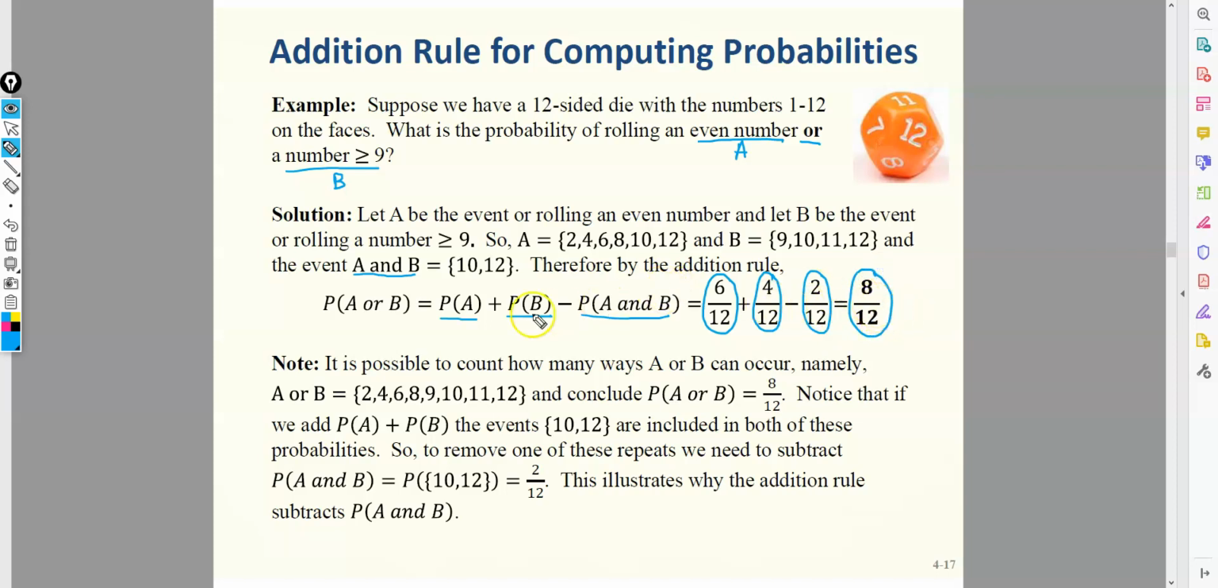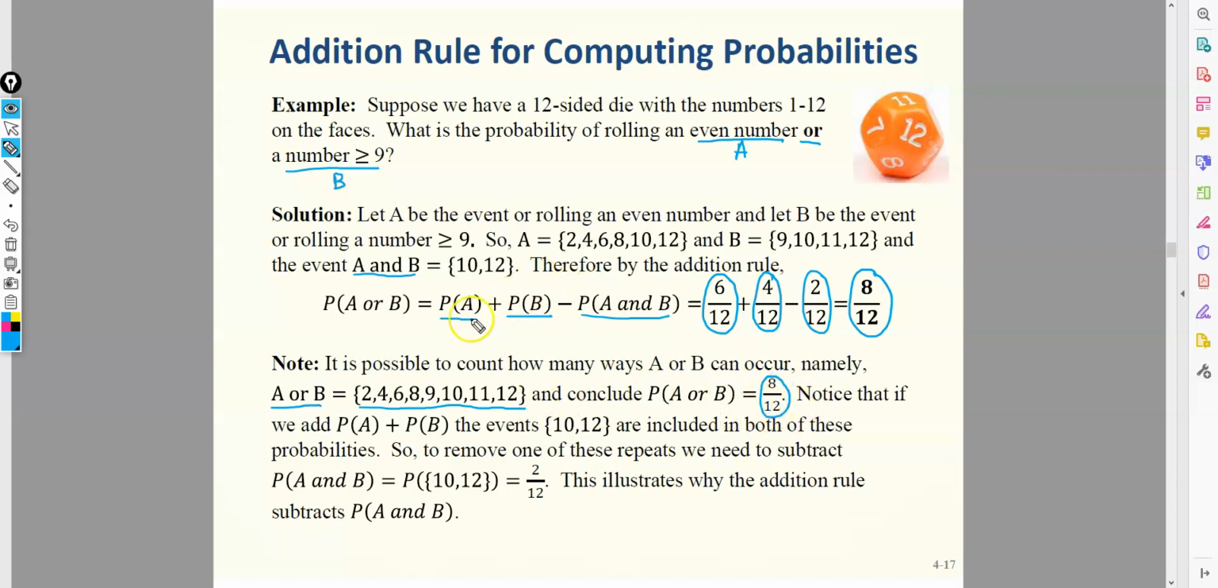Now notice once again that you could have just sort of done this problem in your head without the use of the addition rule. If you think about how can A or B occur? Well, you see down here we have listed A or B is actually this entire set of numbers right here. A or B can occur by getting either a 2, 4, 6, 8, 9, 10, 11, or 12. And there are 8 numbers in here. So the probability of A or B is 8 over 12. You could have just counted that up in your head if you wanted to.